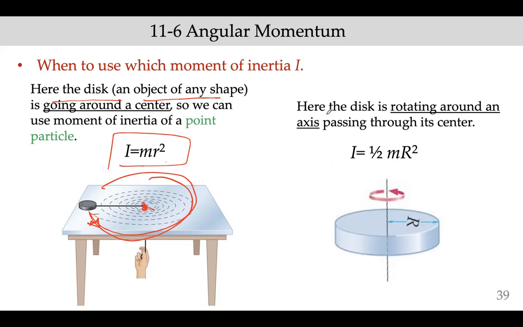What about this one? Here, the disk is rotating around an axis passing through its center. So the disk is rotating around itself, not around a point. In this case, we have to use the moment of inertia of the disk, which is 1/2 mr squared. Here, r is the radius of the disk.